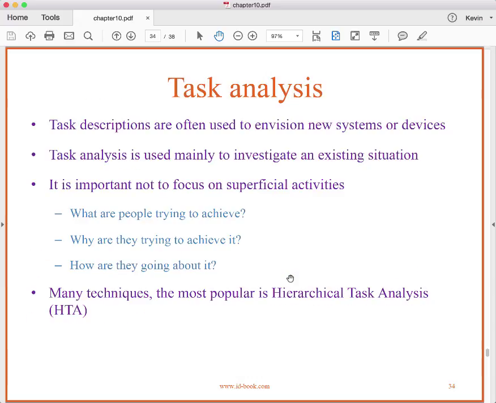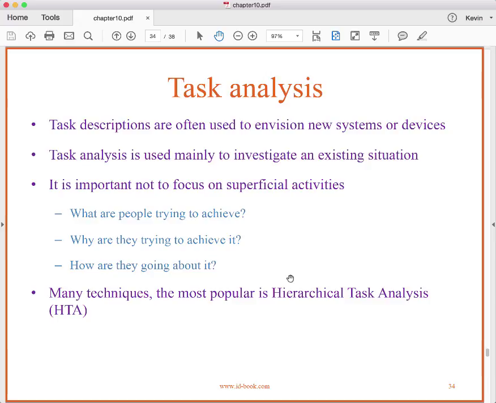Task analysis is another thing that we could do to help to understand the task at hand so we could do the design. So these descriptions are often used to envision new systems or devices. It's mainly used to investigate an existing situation. It's important to not only focus on superficial activities. So we want to be able to answer questions like, what are people trying to achieve? Why are they trying to achieve it? How are they going about it?